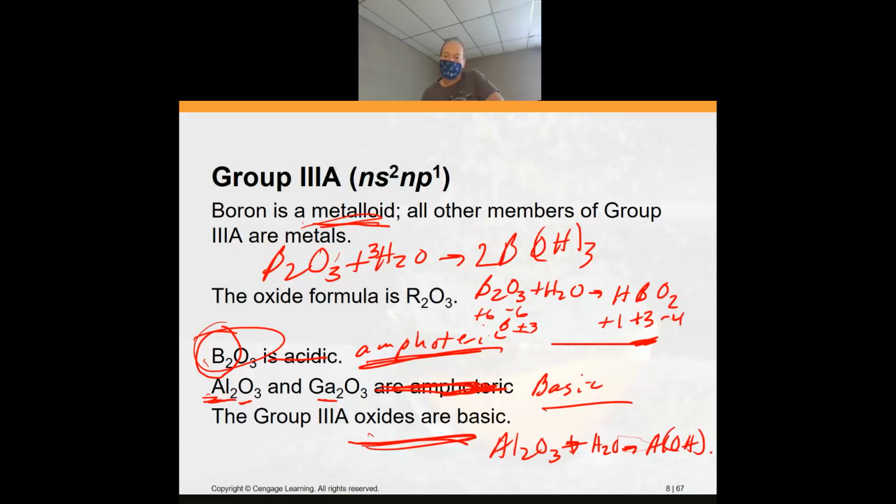All right, and so your basic oxides, your Al2O3, it's just going to give your aluminum hydroxide, Al(OH)3. To balance that, we just need a 2 here and a 3 here. And same with the gallium oxide as well. Those are metals. Metals are going to be basic on the test. If it's a metal, it's basic. If it is a metalloid, it will have both acidic and basic properties.